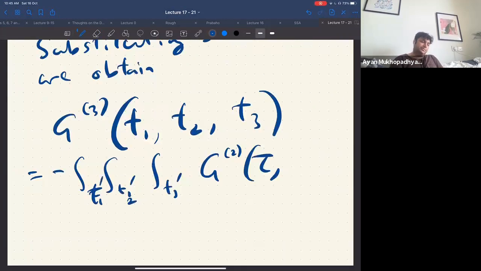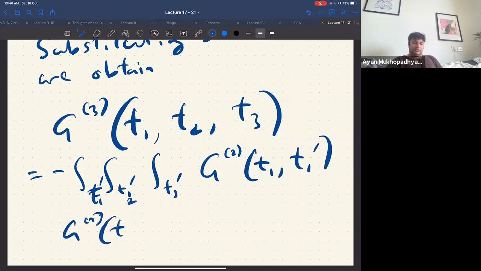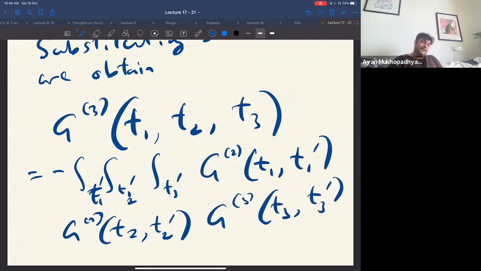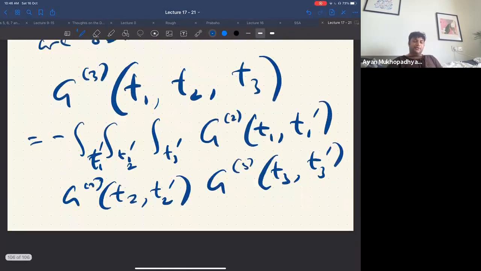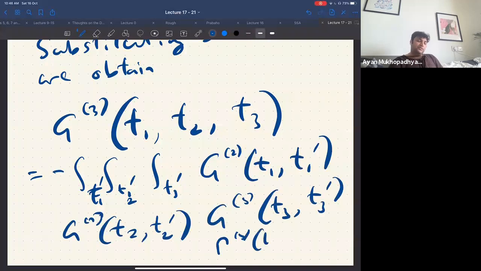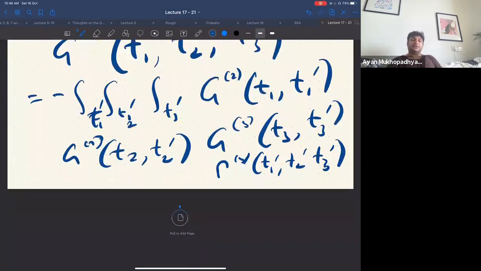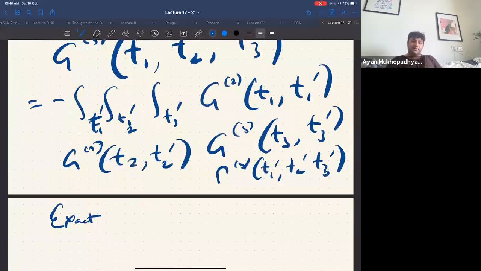That is what I will do, T1 prime, and then we have G2, T1 prime, G2, T2 prime, and G3, T3 prime, and then we have a gamma 3, T1 prime, T2 prime, T3 prime. Okay. Now, if I convert into diagrams, it simply means that so this is an exact relation. This is something exact. Okay, this is no corrections or anything. This is an exact functional relation.